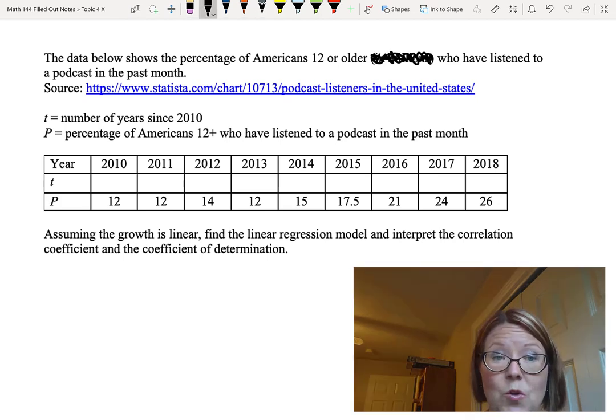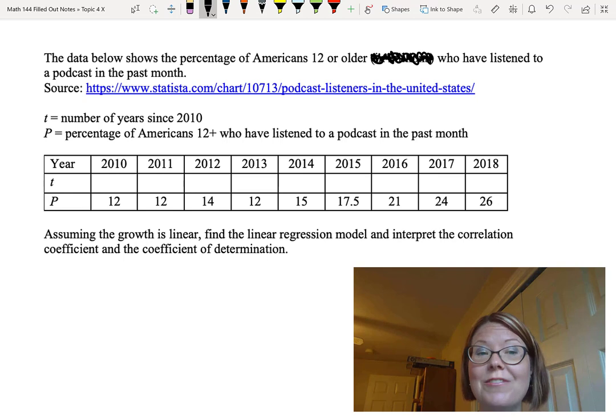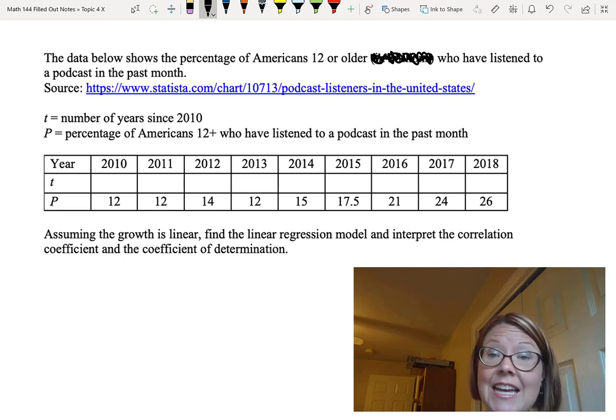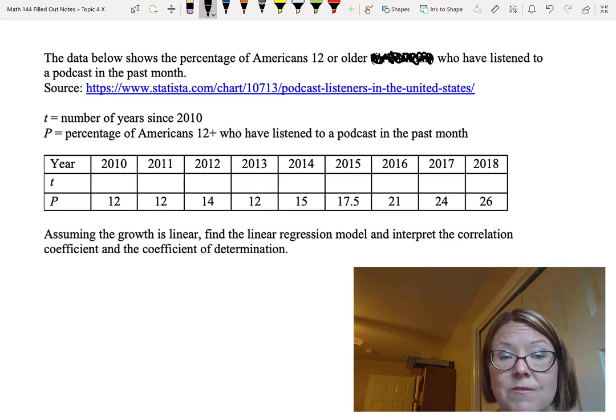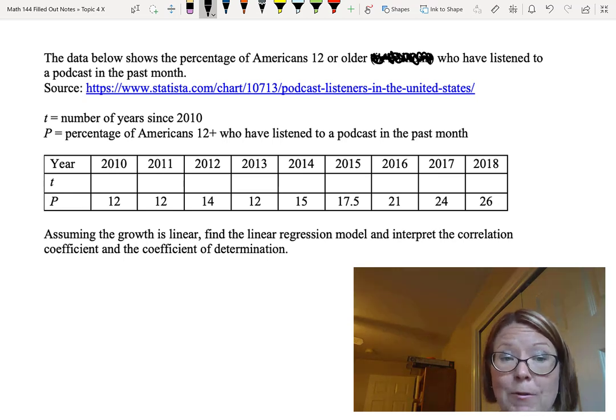In this problem, we're going to look at the percentage of Americans 12 or older who have listened to a podcast in the last month. In the data table, the first row is the years, and it spans from 2010 to 2018, counting year by year. The second row is left blank for us to write in the value of T, which is the re-index of years. And the last row is for capital P, the percentage of Americans 12 or older who have listened to a podcast in the past month.